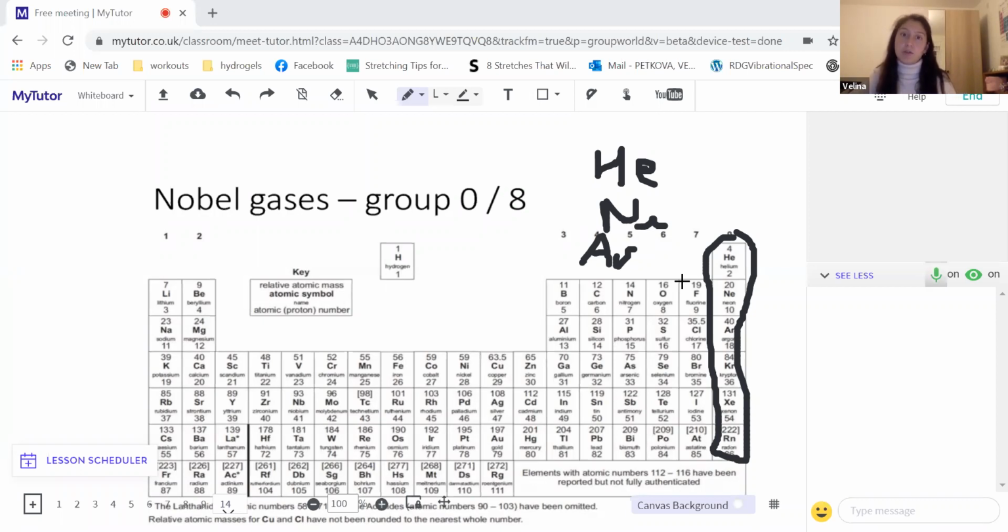Questions about group 1 and group 7 will all be covered tomorrow, so make sure you come along to the lesson and we'll find out about their unstableness and about their reactivity trends. So I'll just look through the questions again.